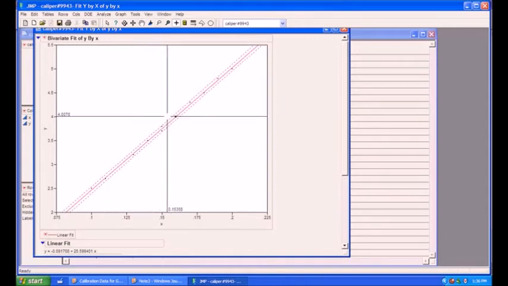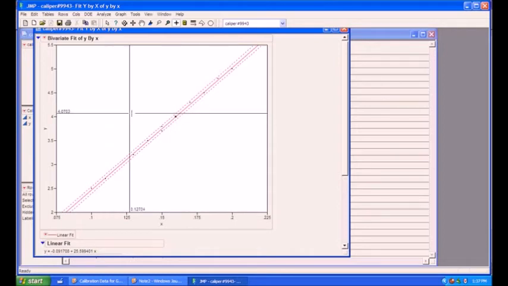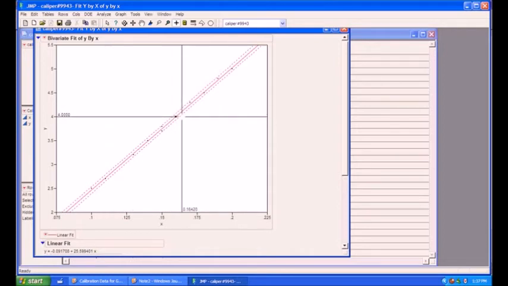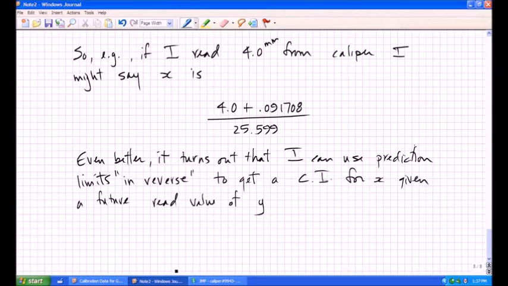I can use the so-called crosshair tool in JMP to do this very, very accurately. So if I go over there, I click on the crosshair tool, I line myself up at 4.0 vertically. I can read off 0.156 horizontally, and I can read off about 0.163 horizontally.